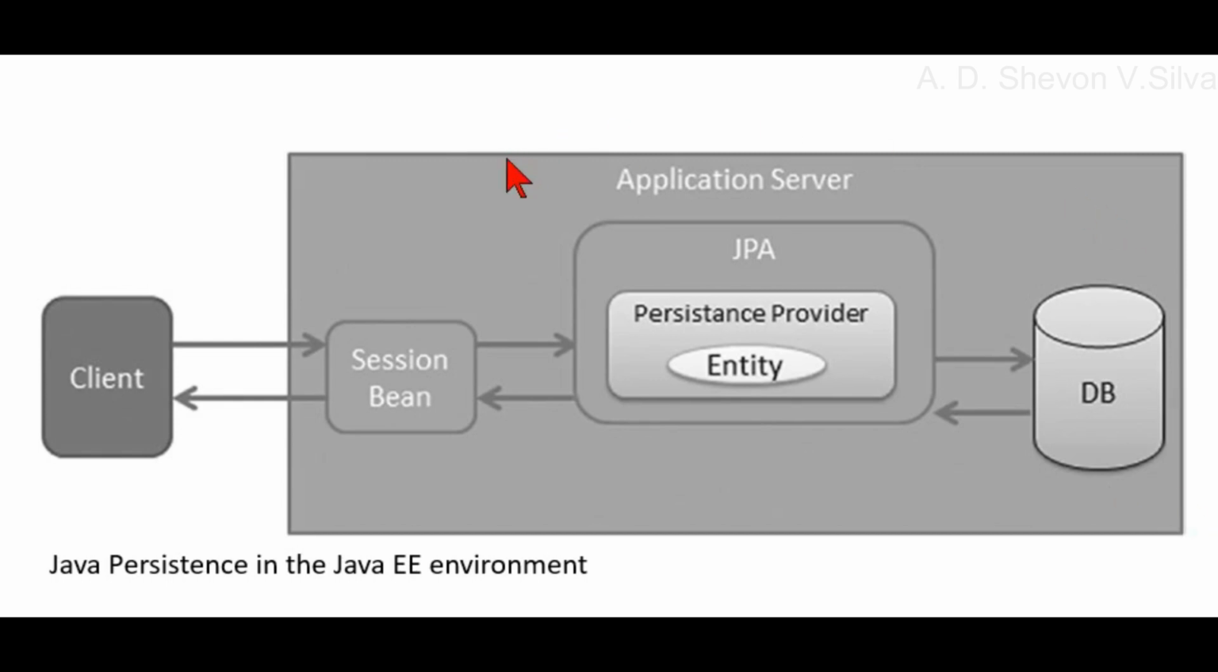This shows Java persistence in the Java EE environment. Here you can see the client interacts with the session bean. Session bean, JPA, and DB are inside the application server. Session bean interacts with JPA. Entity is inside persistence provider. Persistence provider is inside JPA. JPA interacts with DB.